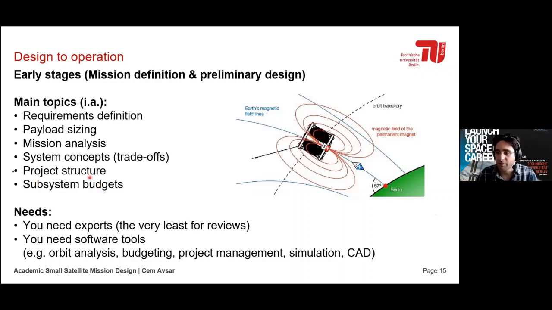So how do you set up the project structure? Who are the stakeholders? Then you need to be able to create subsystem budgets. What is the mass budget of your satellite? What is the electrical budget? How much power do you consume? Can you satisfy your needs with the solar cells that you have, and so on.